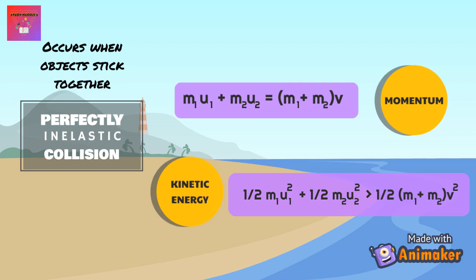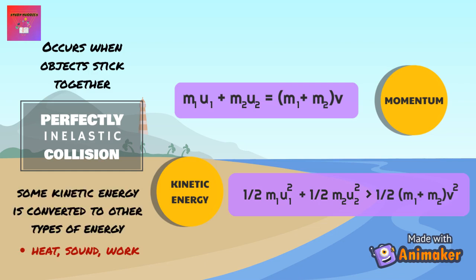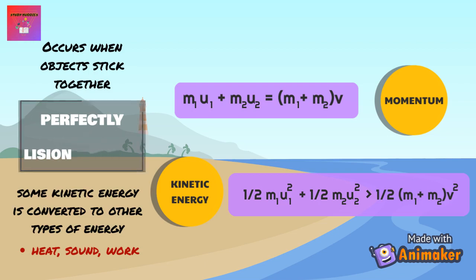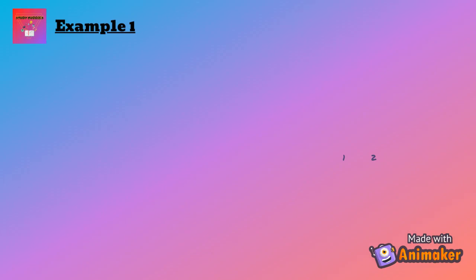As mentioned just now, the kinetic energy before collision is greater than the kinetic energy after the collision due to the transformation of energy into another form of energy, such as sound, heat, and work to deform an object. Let's have a look at a sample question before we end today's lesson.